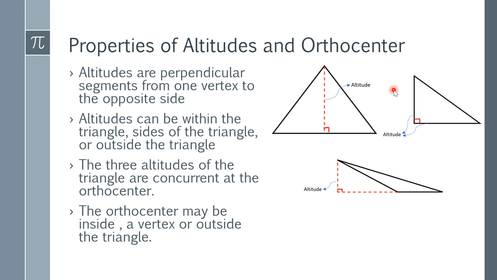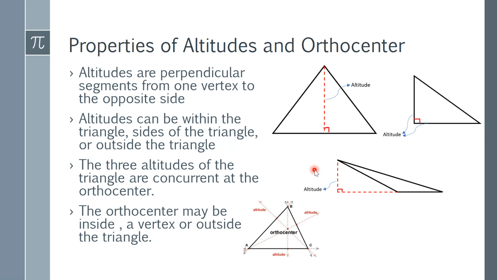And then if you have an obtuse triangle, you see right here, this is the altitude right here. It's perpendicular to the line containing this side. That's how it's described in the lesson, the line containing the opposite side. So this line's extended. The right angle formed is right here. So that is the altitude.